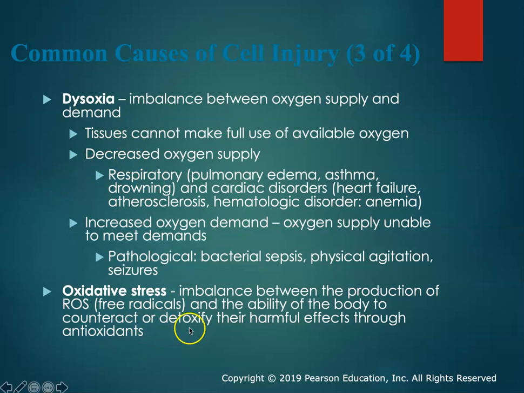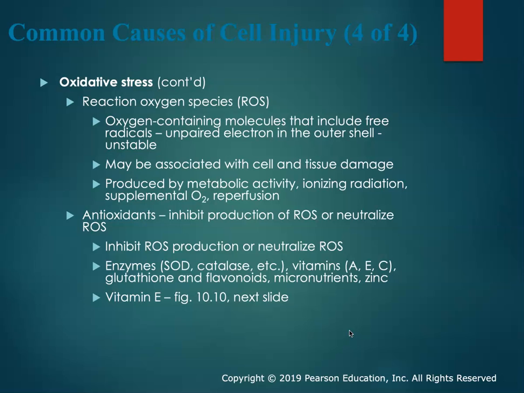Again, oxidative stress, another thing we need to talk about, okay? So it's an imbalance between the production of reactive oxygen species, free radicals, and the ability of the body to counteract or detoxify those free radicals, okay? So again, let's talk more about this. Reactive oxygen species are ROS, right? These are oxygen-containing molecules that include free radicals. They have an unpaired electron in the outer shell, which makes them unstable, okay?